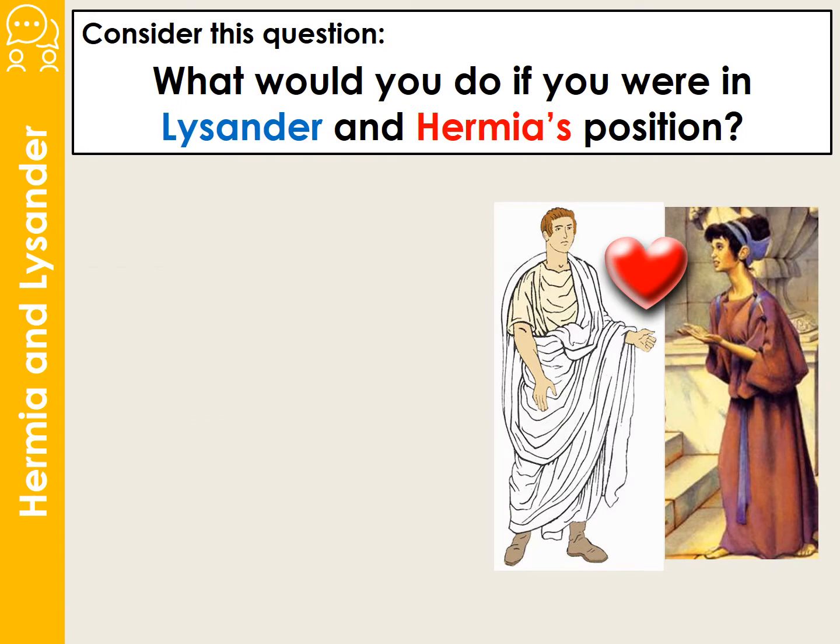I'd like you to just pause and consider for a second. What would you do if you were in the position of Lysander and Hermia? So you loved someone dearly and you wanted to spend the rest of your life with them. However, someone, in Hermia's case it's her father, but you can be more hypothetical with it, someone refused to let you be together. How would you feel? What would you respond to it with? Would you disobey them? Would you go with your own heart? Would you do as you're told? What would you do if you were in this position?